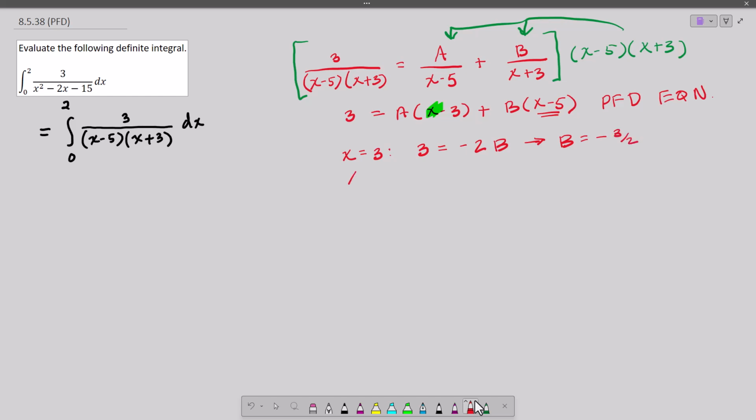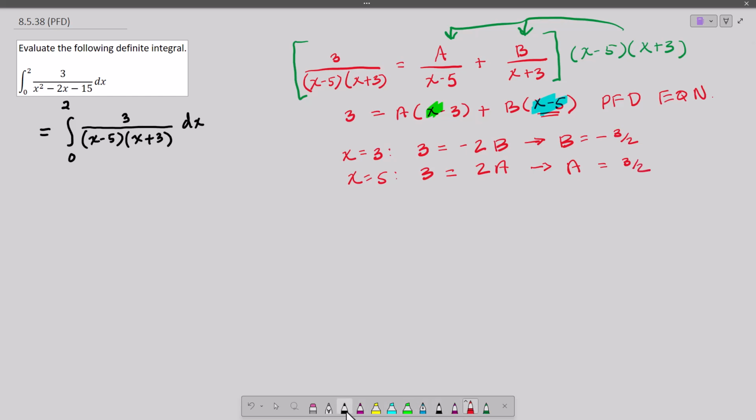Our second convenient value is x equals 5. On the left side of the equation, we have a 3. On the right side, 5 minus 3 is 2, so we have 2a. And then, similarly to what happened a minute ago, if we plug in the 5 there, we get 0. So it gives us a pretty fast way to get our unknowns here. So a will be 3 divided by 2.